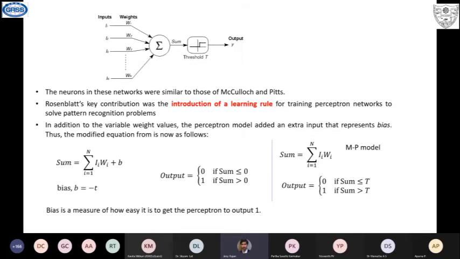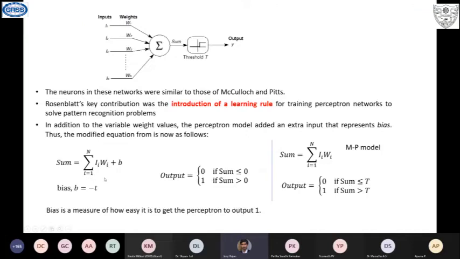So he moved this threshold to the left side of the inequality. This is just a notational change for simplifying the calculation. And he used the terminology bias. This bias is nothing but minus t. And bias is a measure of how easy it is to get the perceptron to output 1. So this is just a notational change to simplify the calculations. So this is one modification that he made.